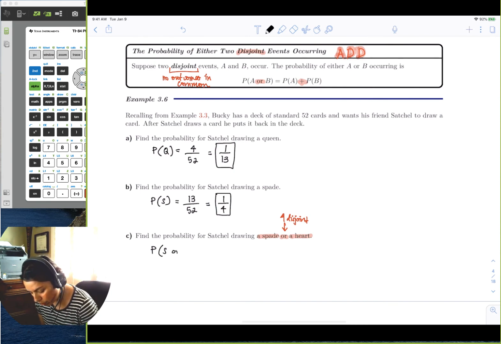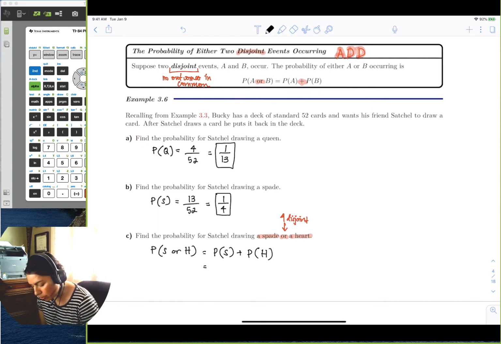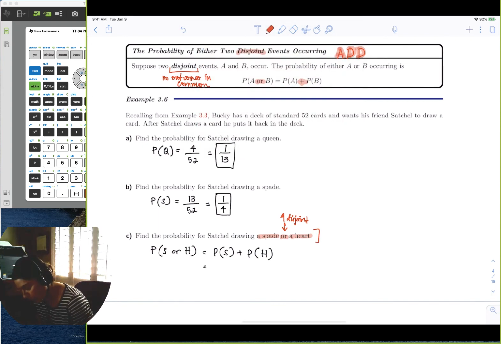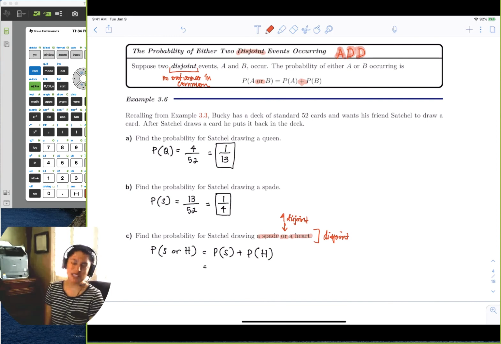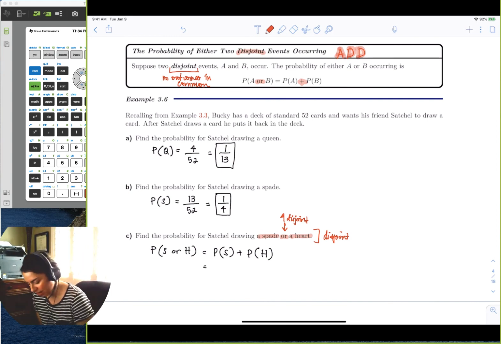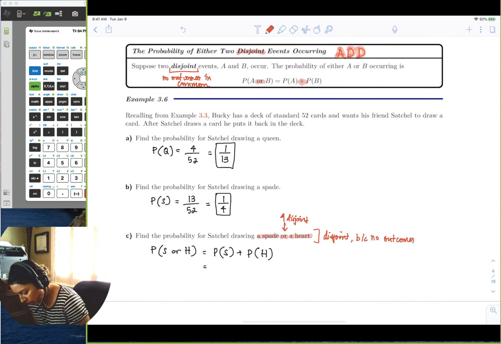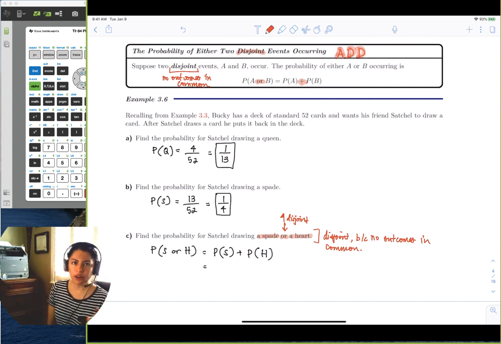The probability of a spade or heart is equal to the probability of a spade plus the probability of a heart. Now, why are these disjoint? We know they're disjoint, right? Because you told me. No, because there are no overlapping outcomes, right? No outcomes in common. And just always think of the overlap, like, oh, can A be B and B be A, right? So can a spade be a heart or a heart be a spade?